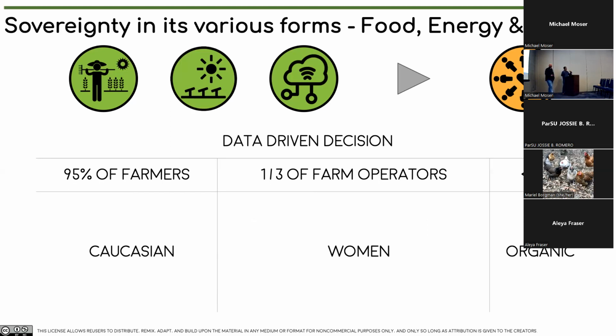On the flip side, in terms of equity, guess what? The disparity: 95% of the farmers are Caucasian. 1/3 of the farm operators are women. Less than 1% is actually deemed organic. I mean, you might find different data points on this. This is what I pulled out from USDA. This plays really well into the context of what we're talking about, equity, and that is what we should enable. Next slide.